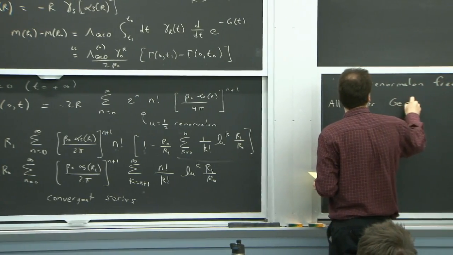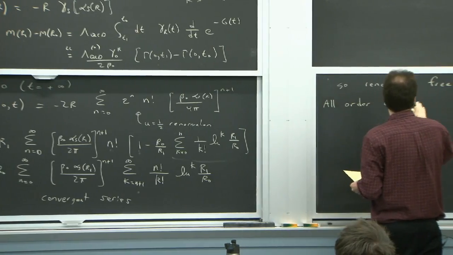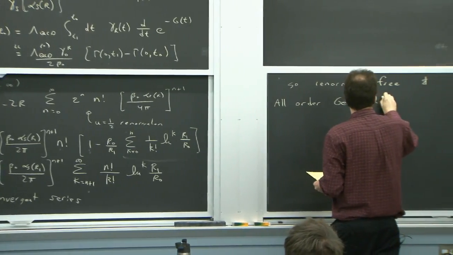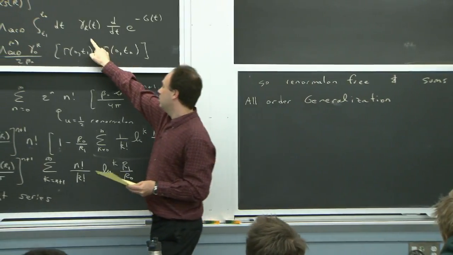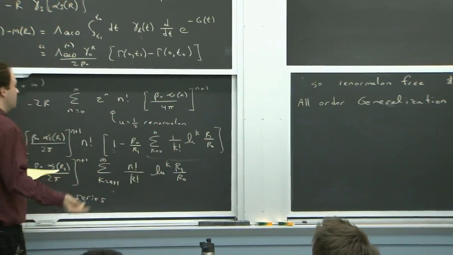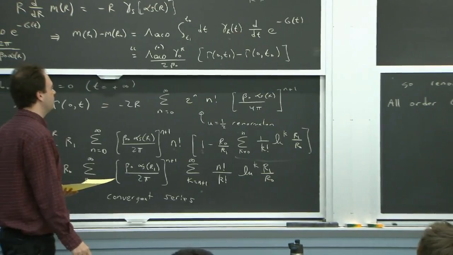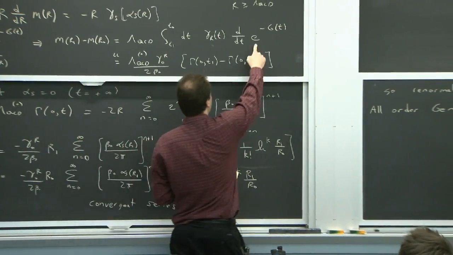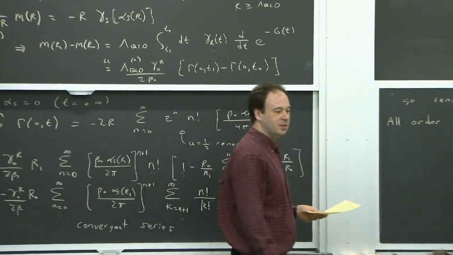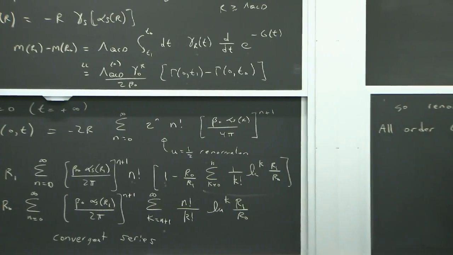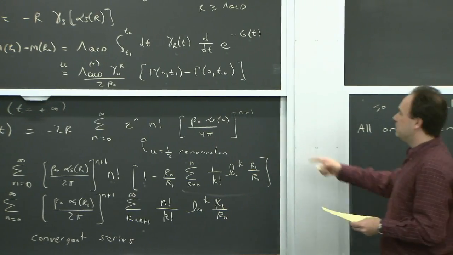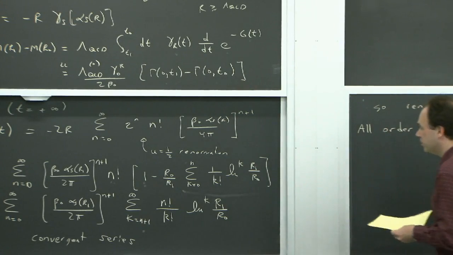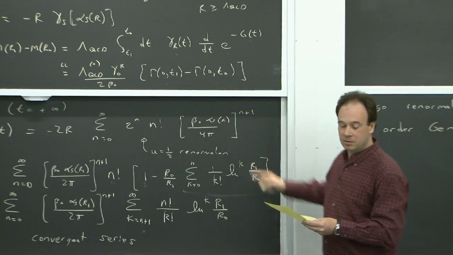So express gamma r of t as an infinite series, and it's an infinite series in alpha s. That means it's an infinite series in 1 over t. We had an expression for this capital G of t last time, which again was an infinite series. Just plug in those infinite series, do all the integrals. They all turned out to be incomplete gamma functions.